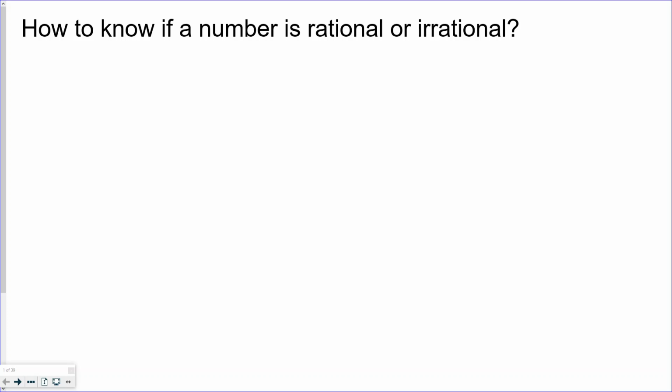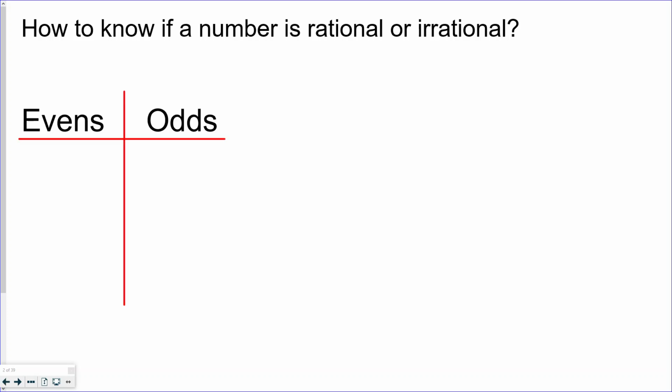How can we sort a number and determine if it's rational or irrational? Well, it's kind of like determining if a number is even or odd. You know, if we had 1,028, we know it's even because it ends with that even number, that 8 on the end of it. And 103 is odd, 57 is odd, and 2 is even.